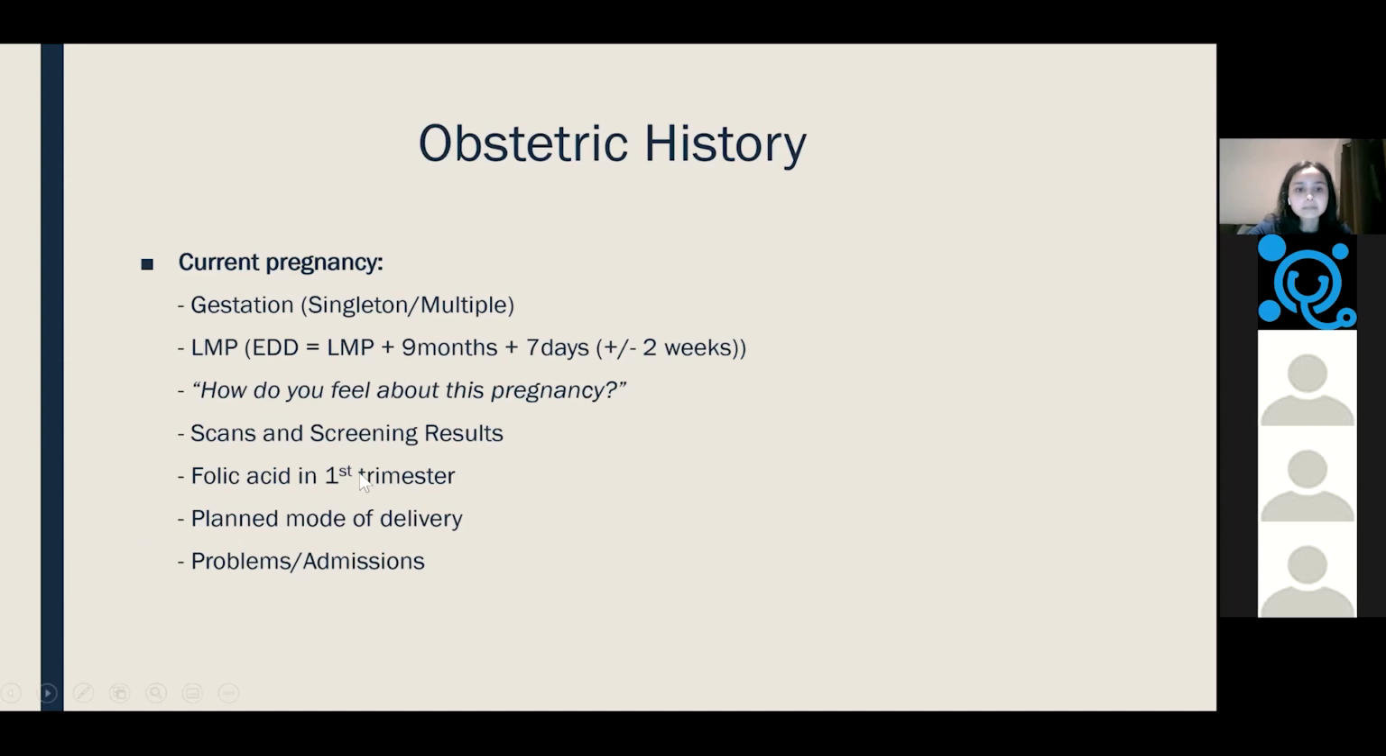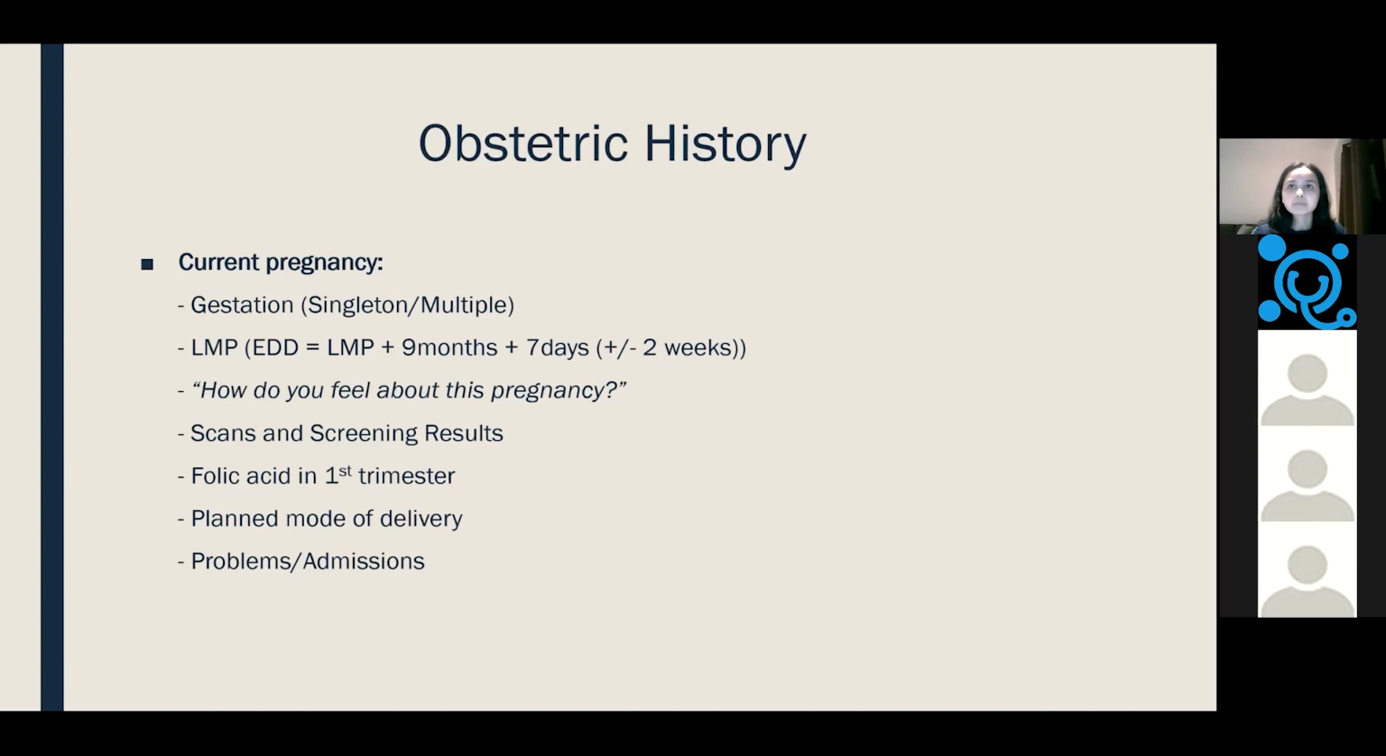And then scans and screening results. So up to this date, have your normal screenings and scans been normal? Have you had them? Which ones have you had? Make sure you guys are comfortable and you know the normal pathway for what weeks they get which screening and scans, because this is important.